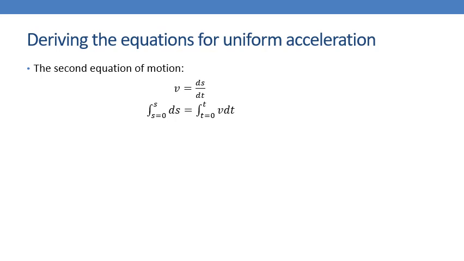Because it's a function of time, it's t and t equals 0, and s equals 0. v can be changed into u plus at, because we know from our first equation of motion that that defines it as a function of time.